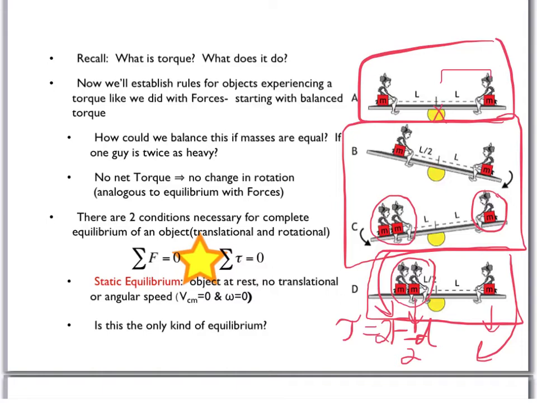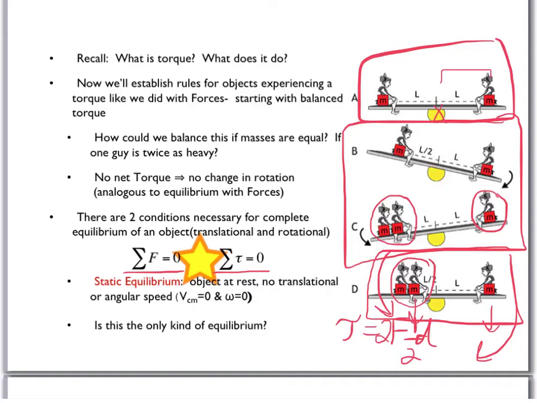There could be several forces acting on an object, but if they all balance each other out, there won't be any acceleration. So really, there are two conditions necessary for complete equilibrium of an object. It would be the translational piece, where the sum of the forces is equal to 0, and the rotational piece, where the sum of the torques is also equal to 0. That's how we define static equilibrium: in these conditions, an object is at rest. It has no translational or angular speed, meaning that the velocity of the center of mass is 0 and omega is equal to 0.